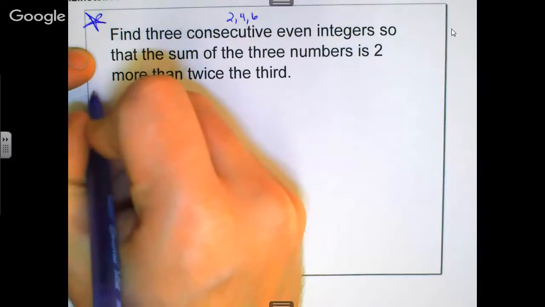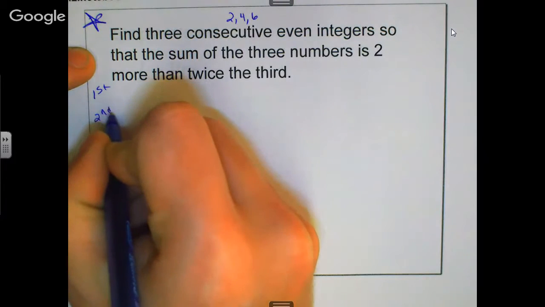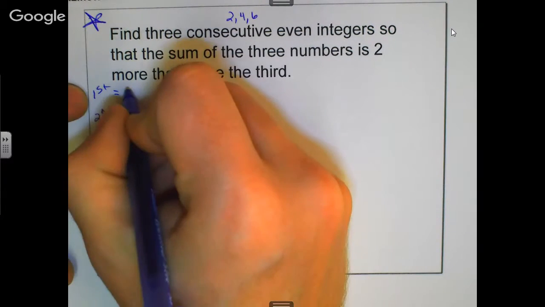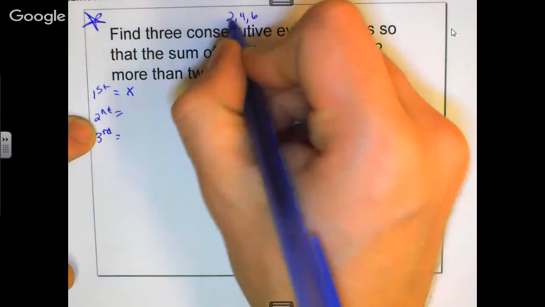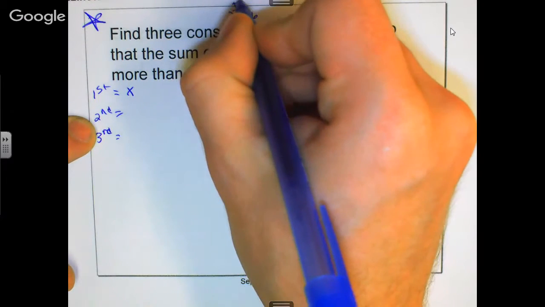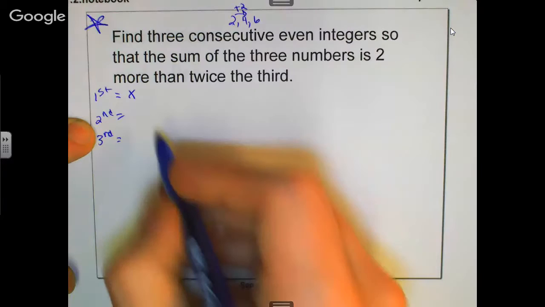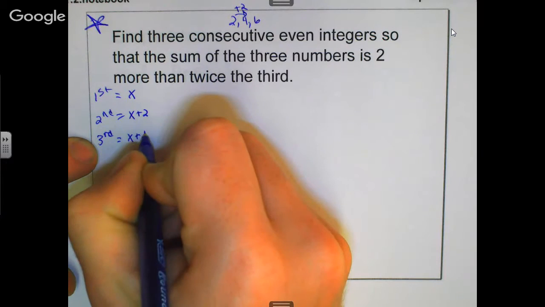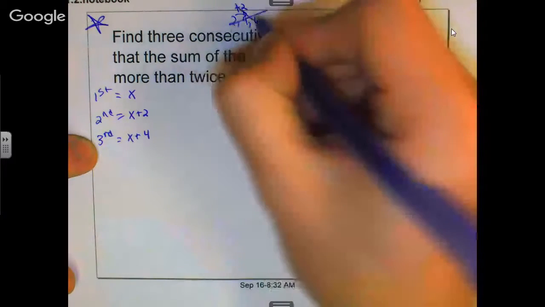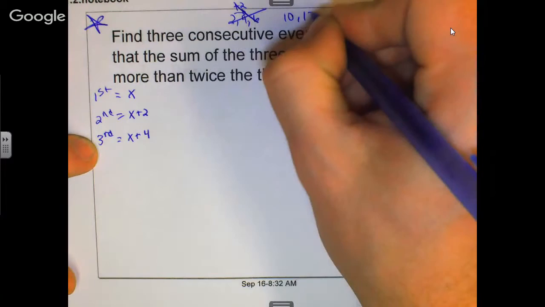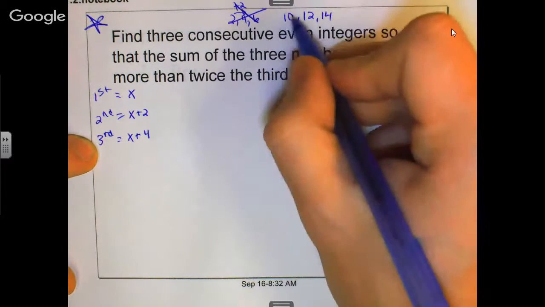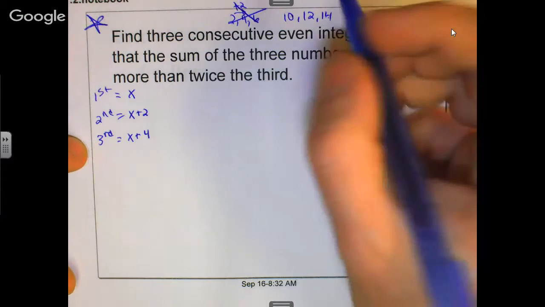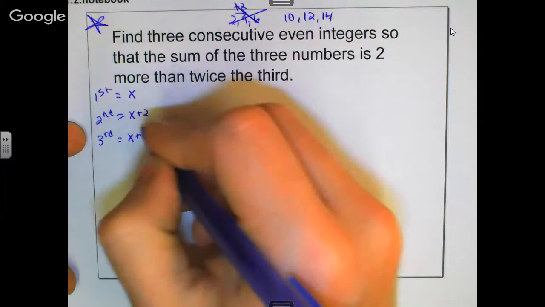So I've got the first, the second, and the third. If we let the first number be x, to get to the second number, we just add 2. So we'll have x plus 2. And to get to the third, we're going to add 4. For another example, if we do 10, 12, 14, this is x, this was plus 2, and 14 was 4 more than the 10. So these are the numbers we're going to use.